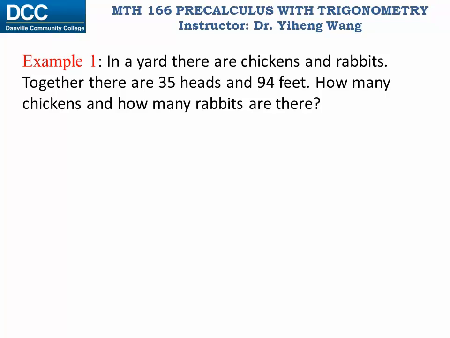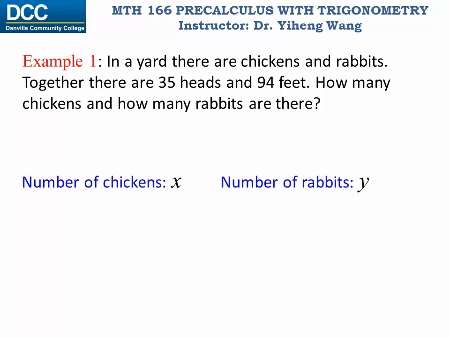If you are interested, I encourage you to try to figure out what was the method and solution given in the original book. But this is actually a very typical problem that can be solved by setting up a system of equations. Let's use x to represent the number of chickens and y to represent the number of rabbits, and see what kind of equations we can write based on our understandings of chickens and rabbits.